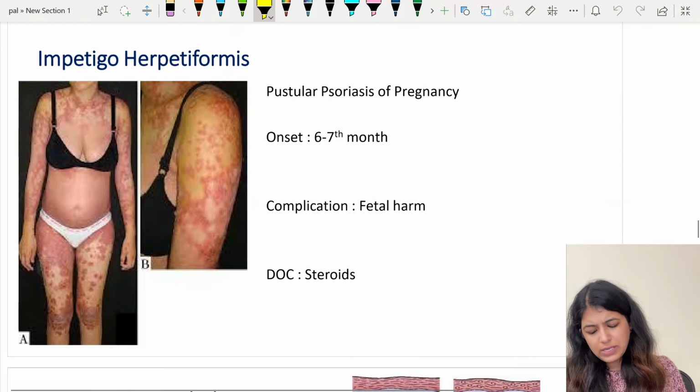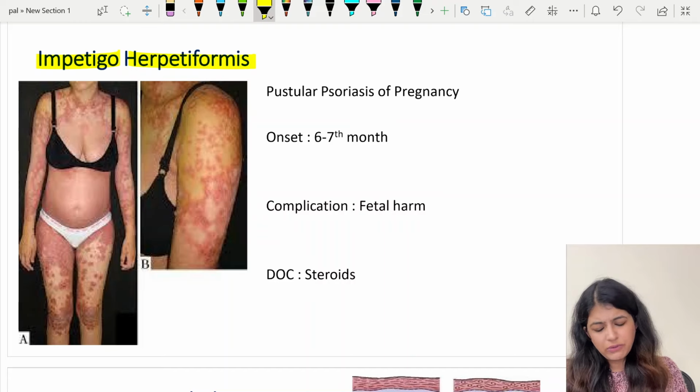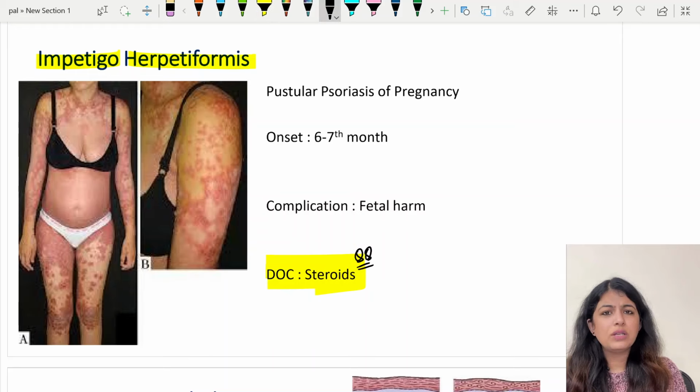Now, pustular psoriasis of pregnancy is called impetigo herpetiformis. Again, a very important question. Onset is in the last trimester of pregnancy, where you get multiple pustular lesions of psoriasis all over the body. The drug of choice here is systemic steroids. So this is the only indication for systemic steroids in psoriasis, that is impetigo herpetiformis.